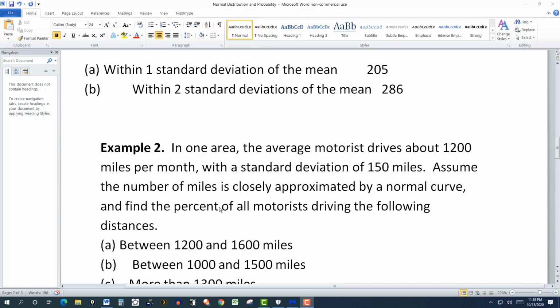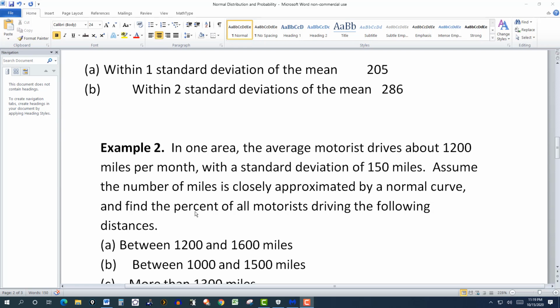Okay, so for example 2, I'm still going to use the calculator. It says in one area the average motorist drives about 1,200 miles per month. So that's your mean, with a standard deviation of 150. So you've got your mean and your standard deviation. We could convert those to z-values, or we can plug them in directly into the calculator, and I'll show you that in a little bit. Assume the number of miles is closely approximated by a normal curve, and find the percent of all motorists driving the following distances.